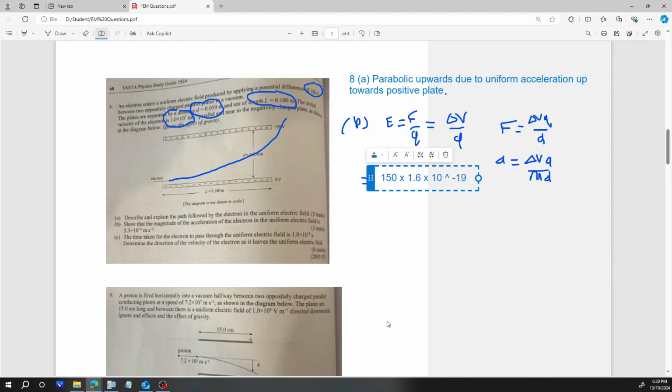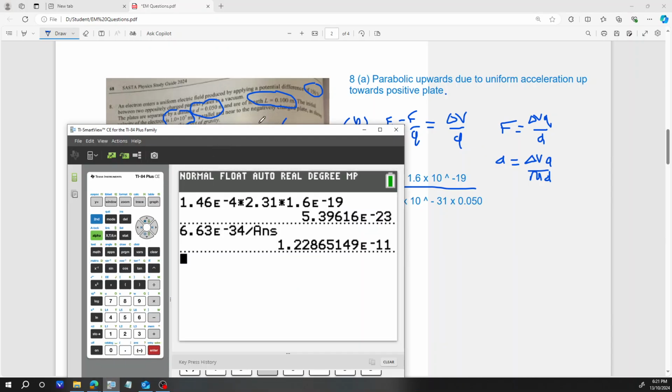Minus 19 over. Mass is 9.11 times 10 to the power minus 31 times by d, which is 0.050 meters. Okay, and then we're going to divide that, and we should get the answer. Let's just see if it works.